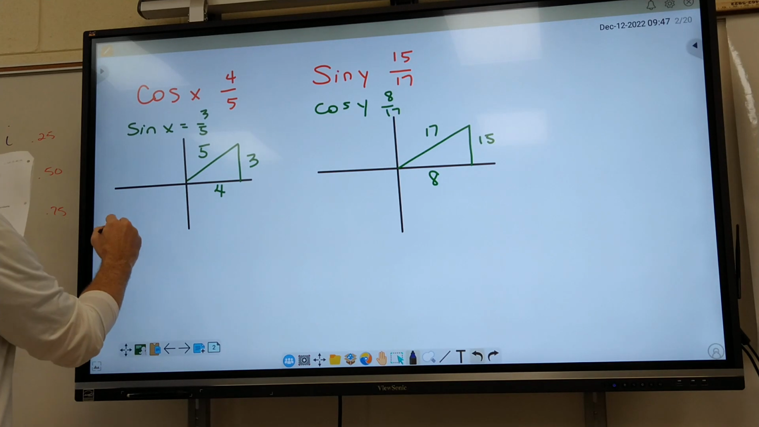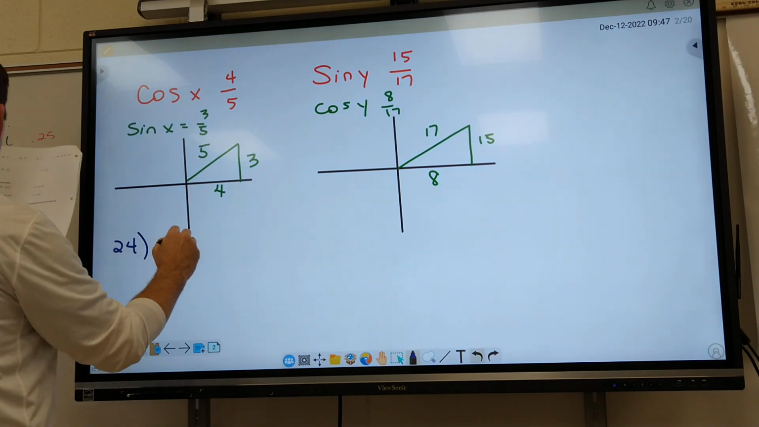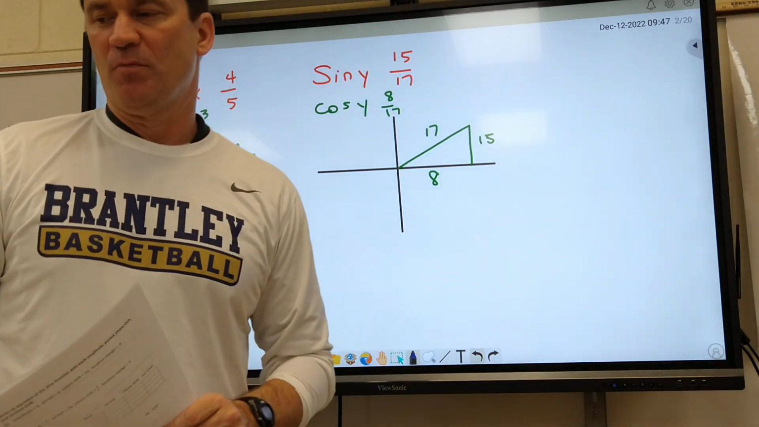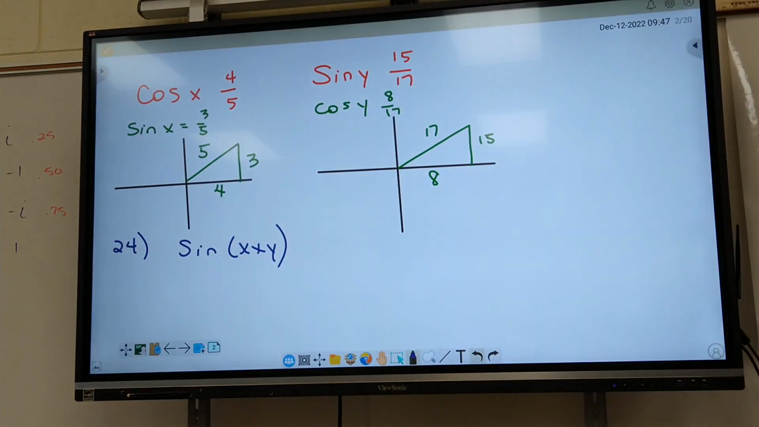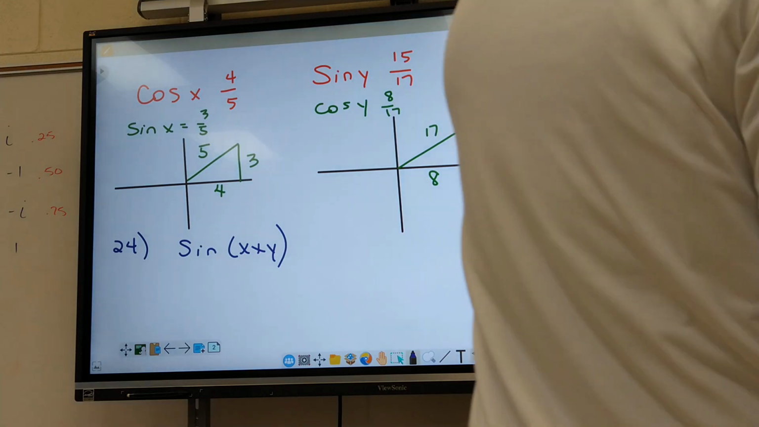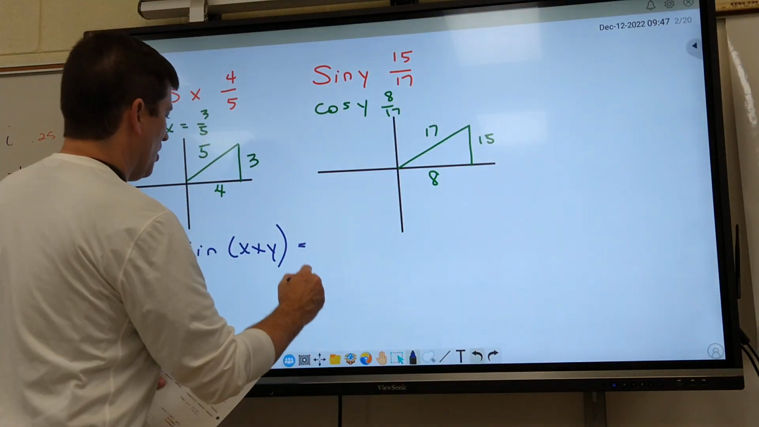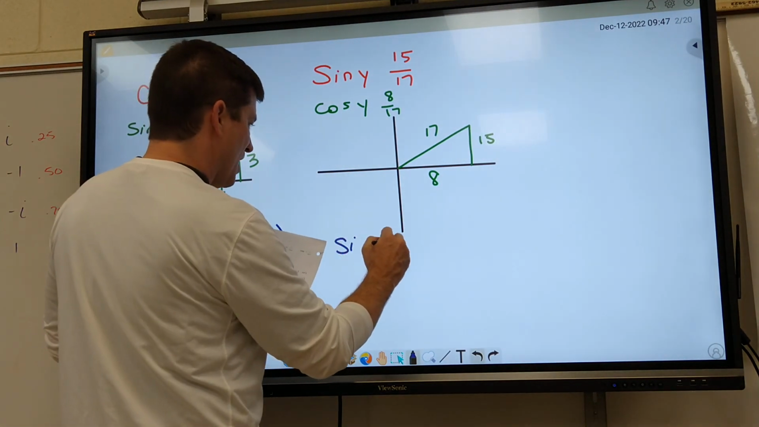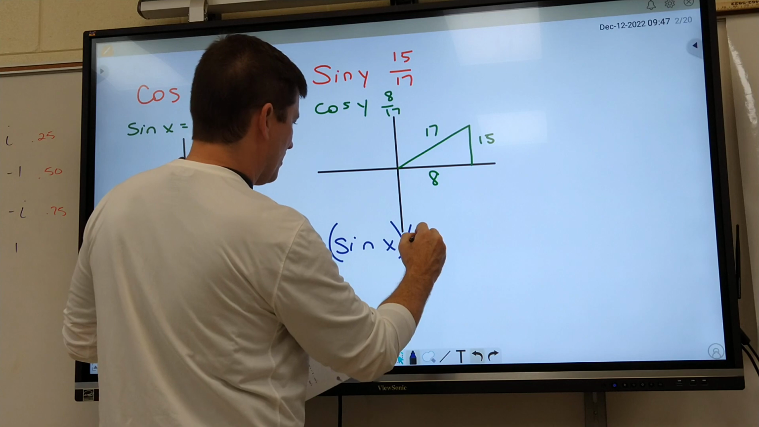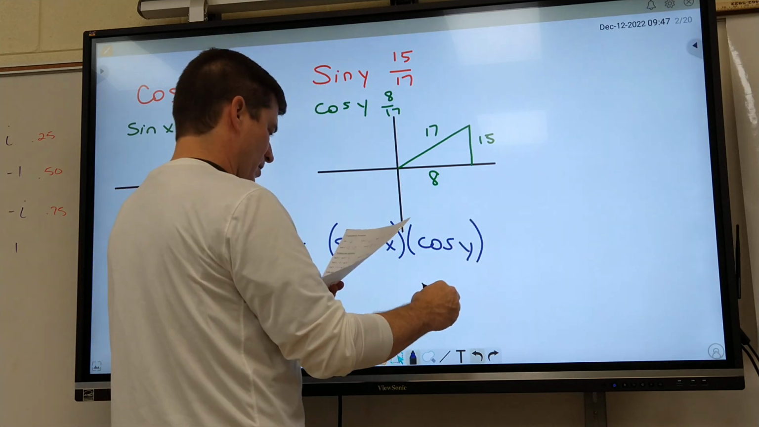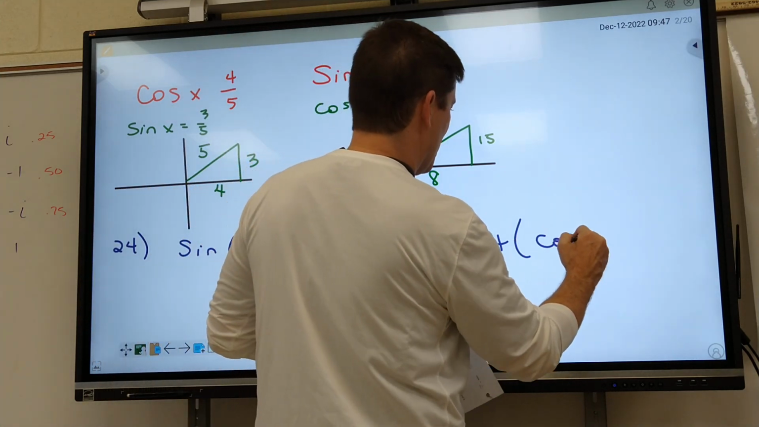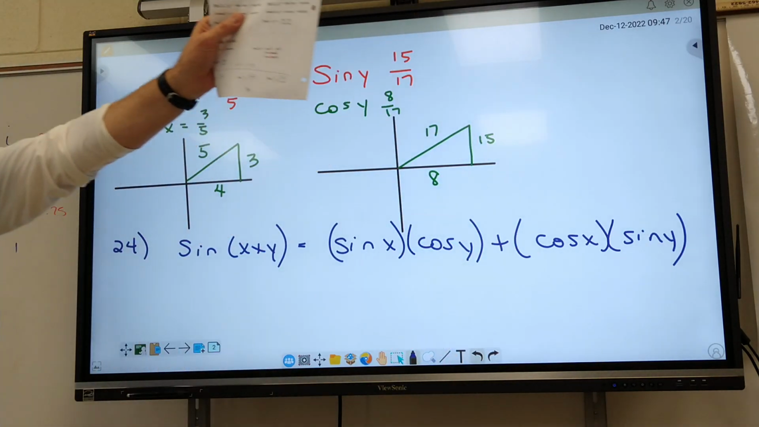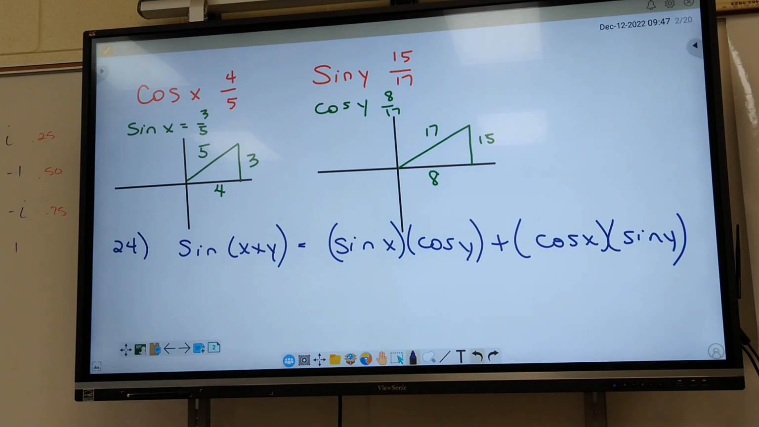The first one, number 24, says write down sine of x plus y. Everybody will need to have your formula sheet. I'll write it up here for you today, but your formula sheet has all these formulas on it. So Hope, the formula for sine of x plus y looks like this: sine of x, cosine of y, plus cosine of x, sine of y. You're just going to copy that off the sheet of paper. Now watch how easy it is from here.